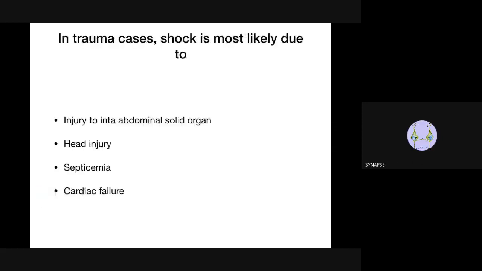Next, in a trauma case, shock is most likely due to which of these? Injury to an intra-abdominal solid organ, head injury, septicemia, or cardiac failure. Injury to an intra-abdominal solid organ. What does it cause? Again, it's going to cause heavy bleeding. Yes, it will cause hypovolemia.